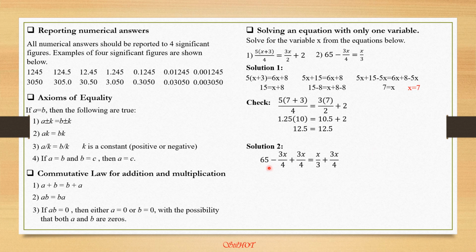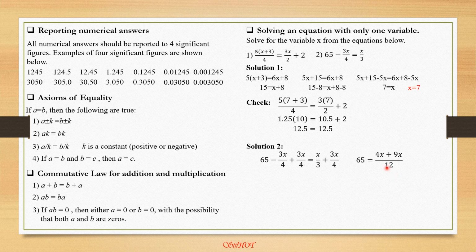Then the left side becomes 65. The right side, the LCD, is 12. So the first term becomes 12 divided by 3. So 4x plus 12 divided by 4, 3x plus 3. 3x times 3 rather is 9x. So 4x plus 9x over 12, the LCD.